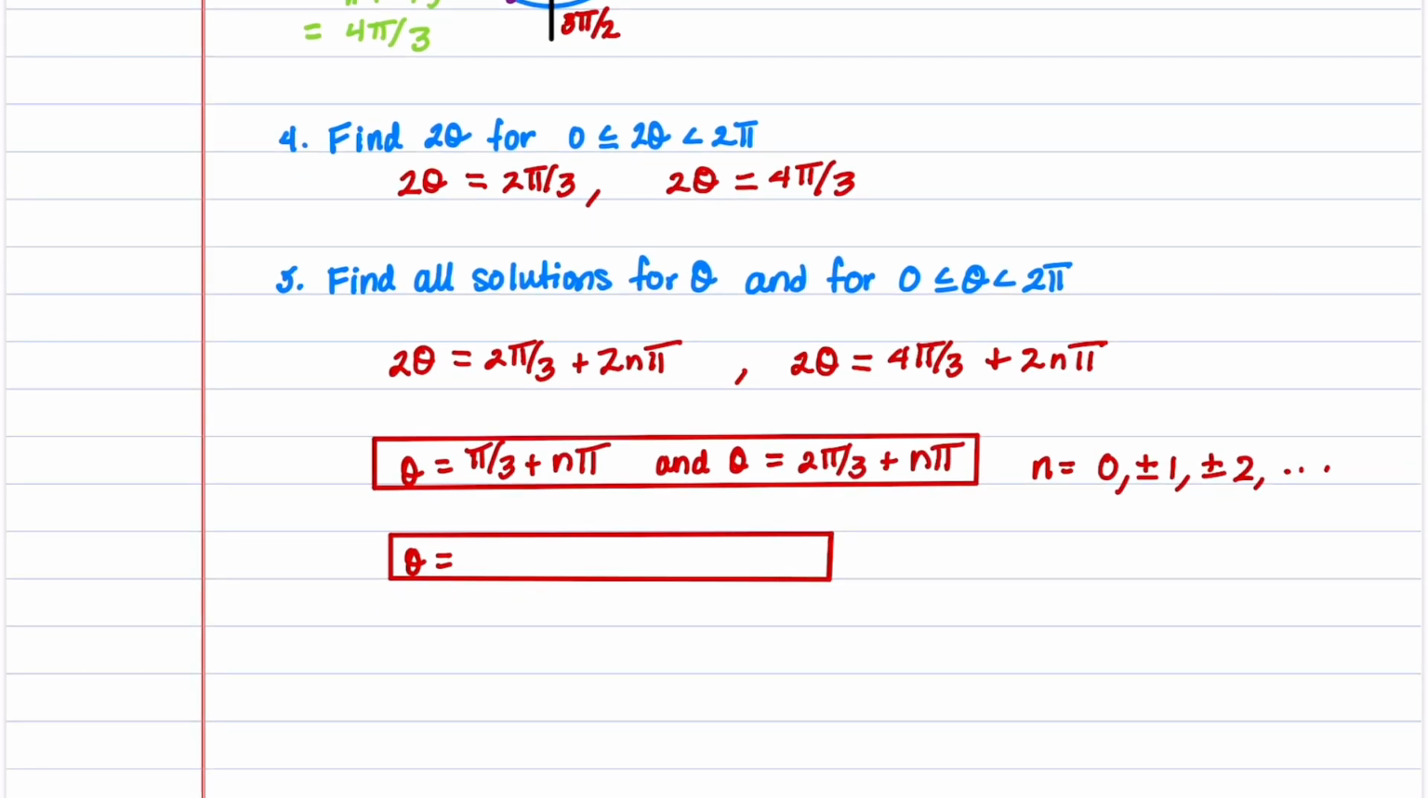Since k is equal to 2, we're going to get 2 solutions for each value of n, for a total of 4 solutions. When n is equal to 0, we're going to get pi over 3 and 2 pi over 3. These are for n is equal to 0, and then when n is equal to 1, we're going to get 4 pi over 3, and then 2 pi over 3 plus pi, which is 5 pi over 3. And these are for n is equal to 1.